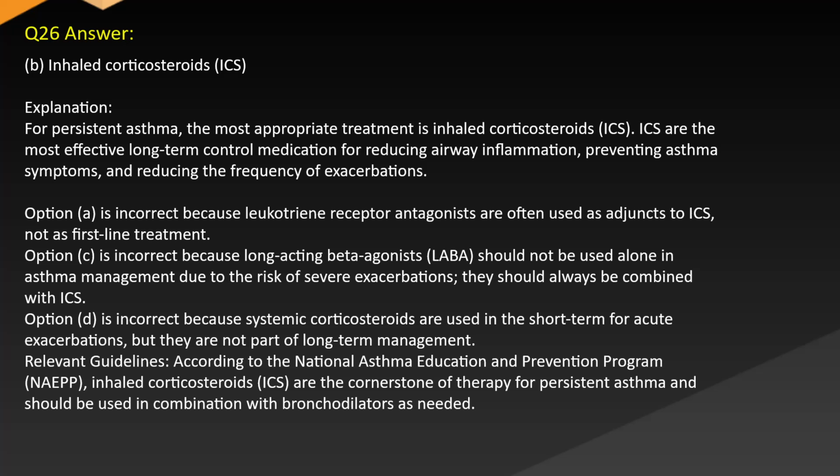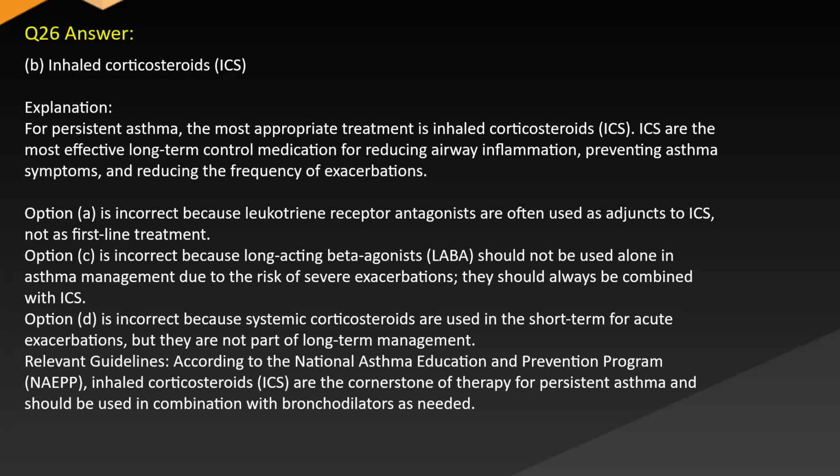Answer: B. Inhaled corticosteroids, ICS. Explanation: for persistent asthma, the most appropriate treatment is inhaled corticosteroids. ICS are the most effective long-term control medication for reducing airway inflammation, preventing asthma symptoms, and reducing the frequency of exacerbations. Option A is incorrect because leukotriene receptor antagonists are often used as adjuncts to ICS, not as first-line treatment.